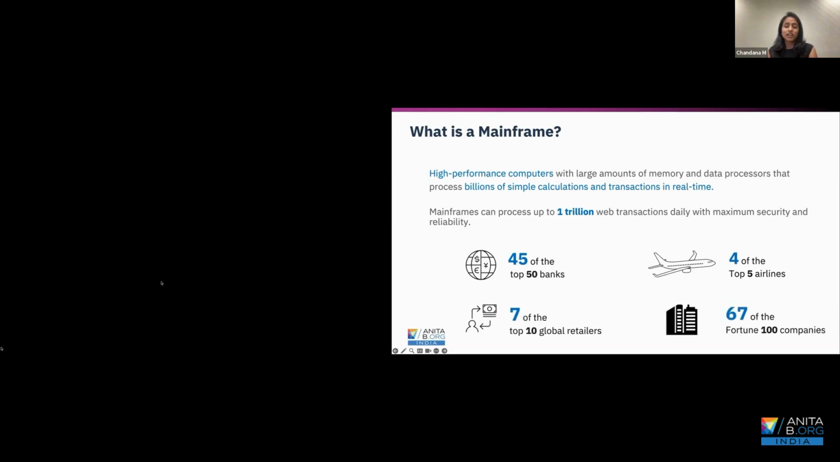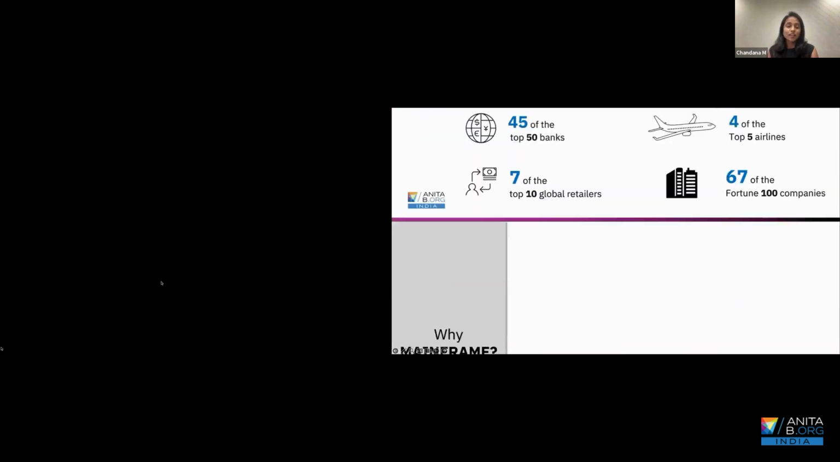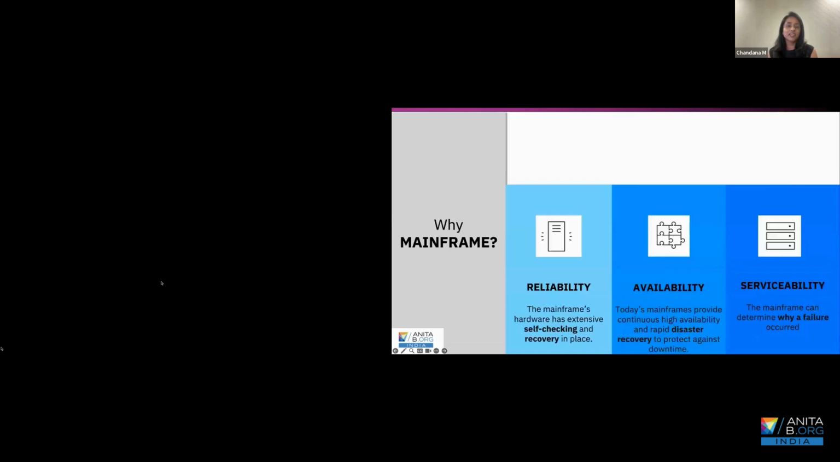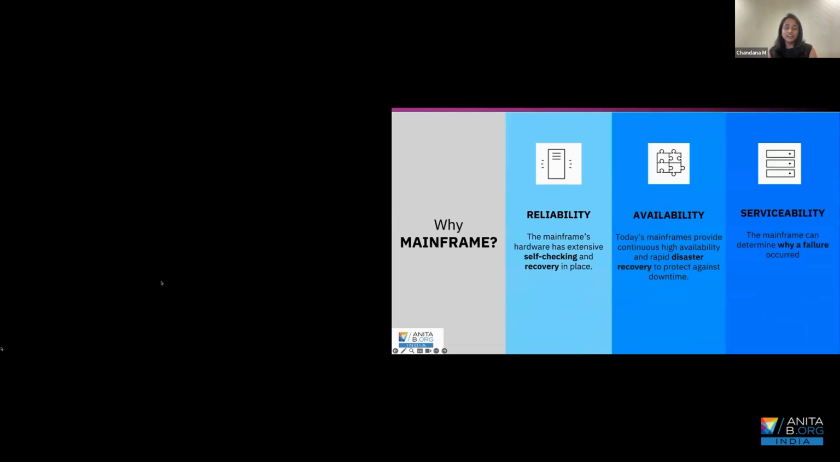In the world, around 45 of the top 50 banks, 4 of the top 5 airlines, 7 of the top 10 global retailers, and 67 of the Fortune 100 companies use mainframes. So let's understand why mainframes are used, and why all of the top critical businesses and industries make use of them. These are the main features of a mainframe, and why it is so important for critical industries.